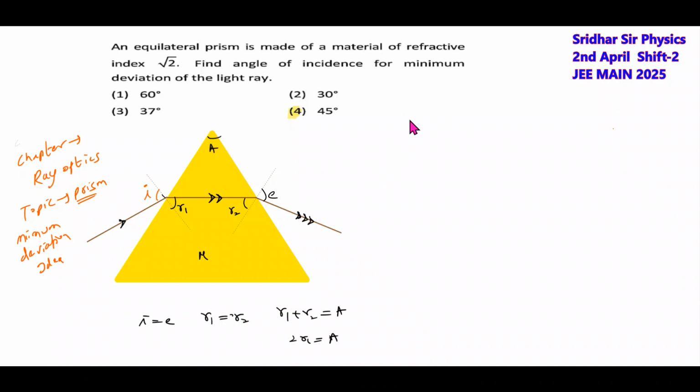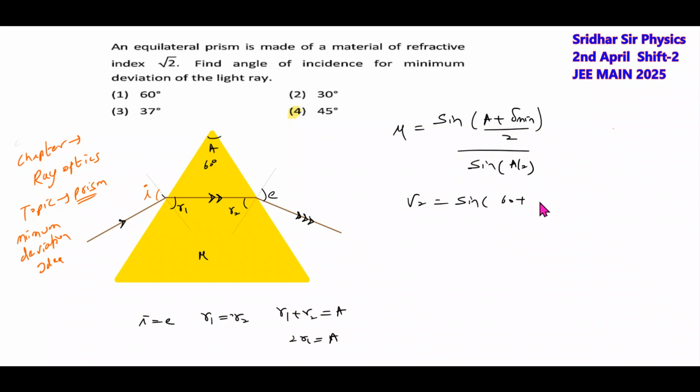I think these are all minimum deviation ideas, you know it. And what is the formula for minimum deviation? Mu equals sine of (A plus delta minimum) by 2, divided by sine of A by 2. We know mu. Equilateral prism angle will be 60 degrees. Delta minimum we don't know.